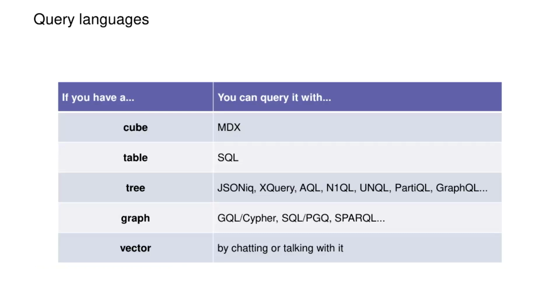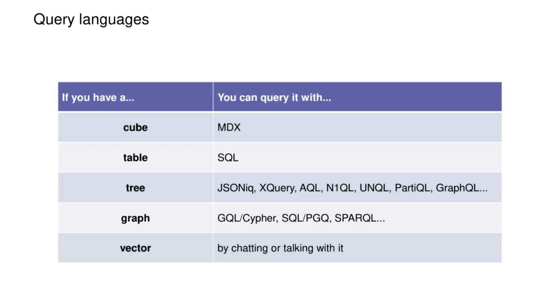And then how do you query this? You also have languages. So cubes, you have MDX, which you don't know again because it's not part of the lecture. Tables, you have SQL, this one you know. For trees, you have JSONiq, which we covered in the lecture. XQuery would be the same, but for XML, standardized by the W3C. AQL, N1QL, UnQL, Pig, GraphQL, I'd say a word about that. The market has not consolidated yet, but hopefully it happens someday. For graphs, we have GQL, Cypher, SQL over PGQ, SPARQL, and so on.